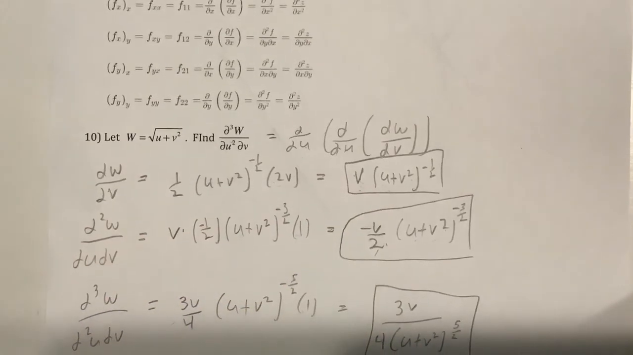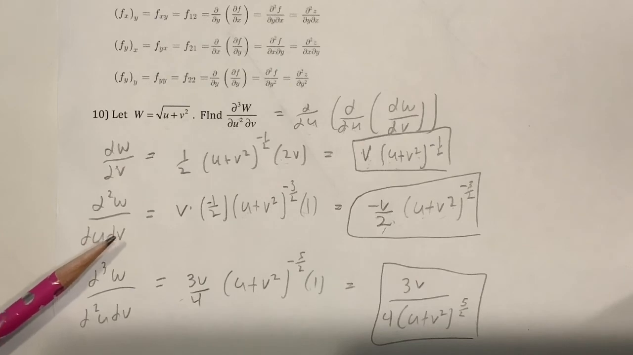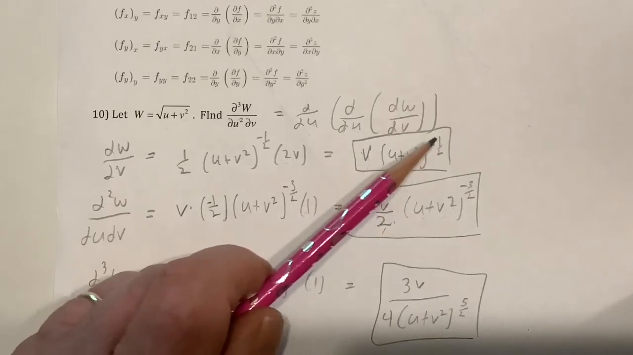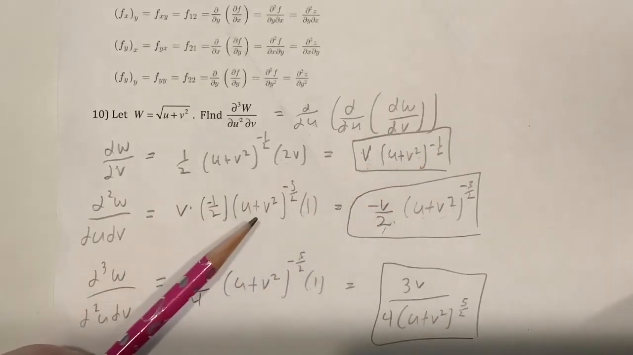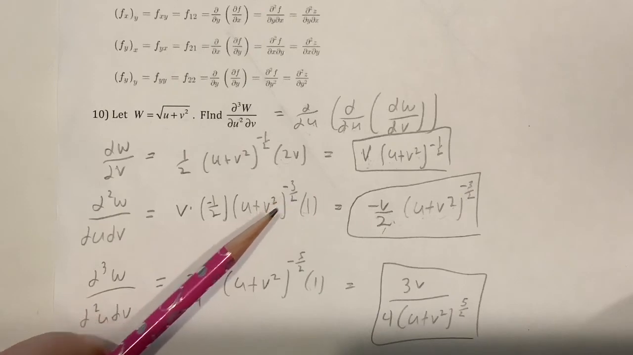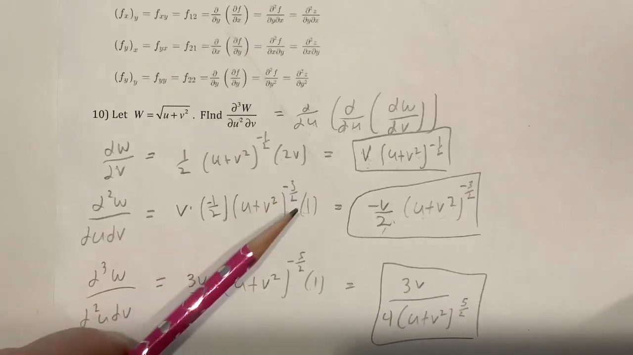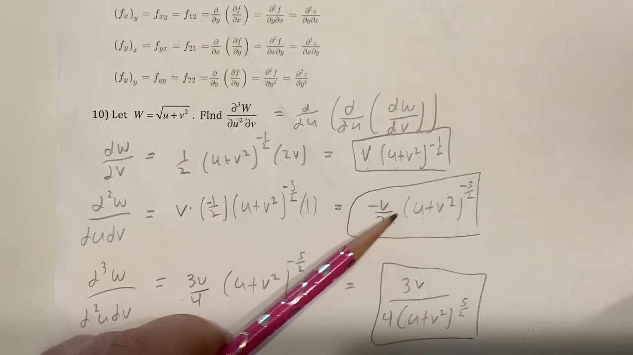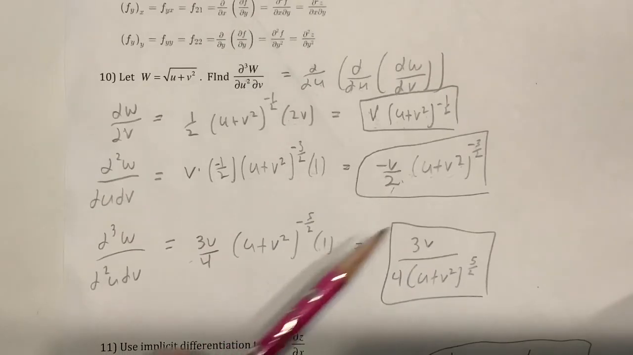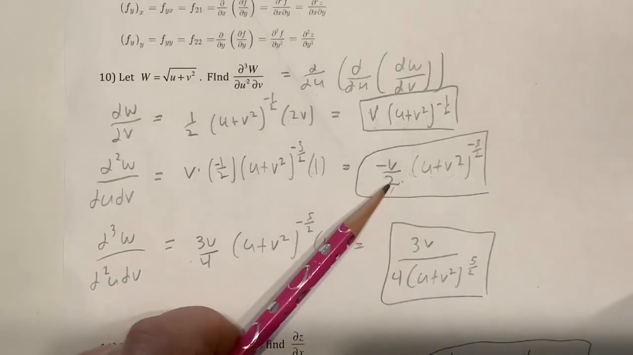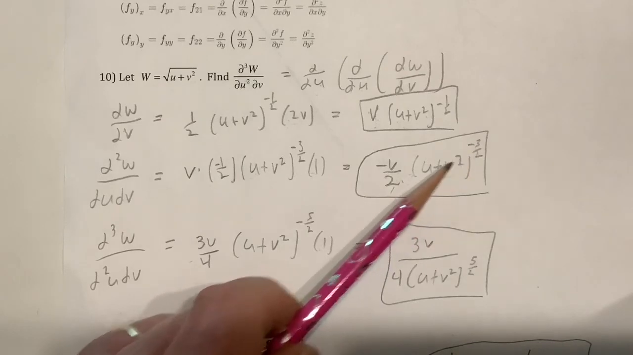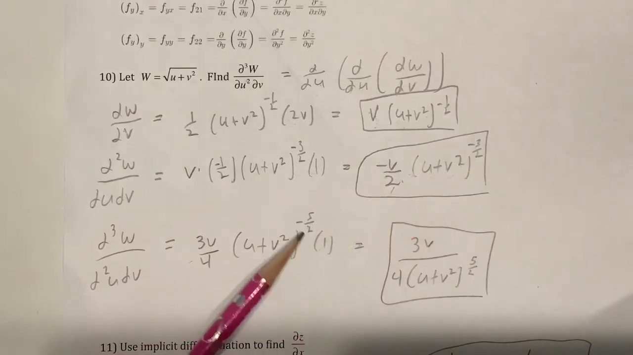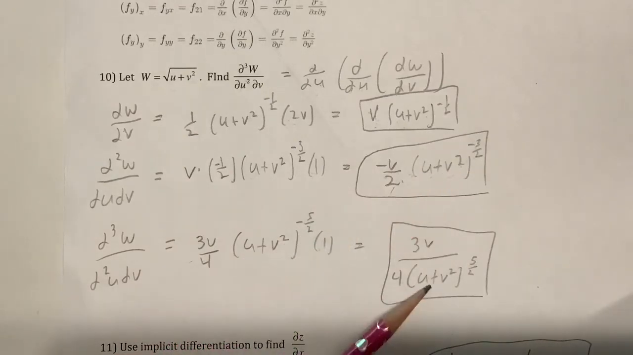Now, if you take the derivative of that with respect to u, we're looking at v as a constant. So the v factors out. It's a constant. And we're taking the derivative of this with respect to u. So you get -1/2 (u plus v squared) to the -3/2. But with the chain rule, you've got to take the derivative of what's inside with respect to u. That's where we pick up a 1. So this is d squared w du dv. Now, one more time, we take the derivative of this with respect to u again. -v/2 is a constant, so it factors out. You bring this down, you get 3v over 4. Take the derivative, it becomes (u plus v squared) to the -5/2 times the derivative of what's inside, which is 1. So there you go.